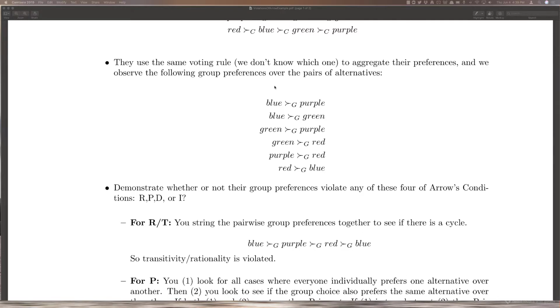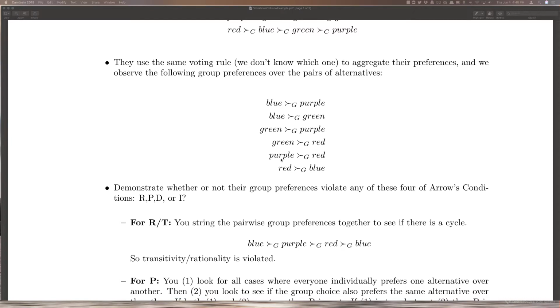When we run the pairwise comparison, so blue against green, through their voting rule, it would select blue over green, all right? Select green over purple, the voting rule would select green over red, and the voting rule would select purple over red and red over blue.